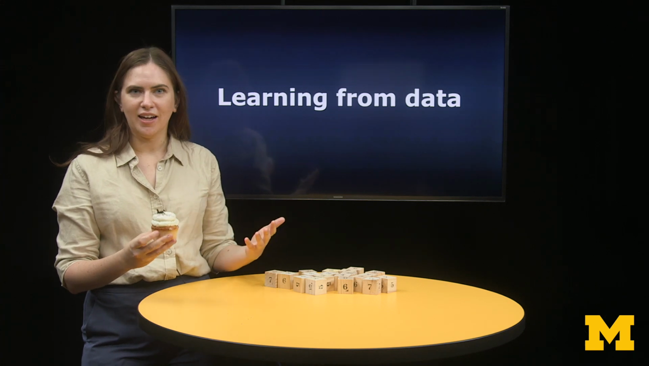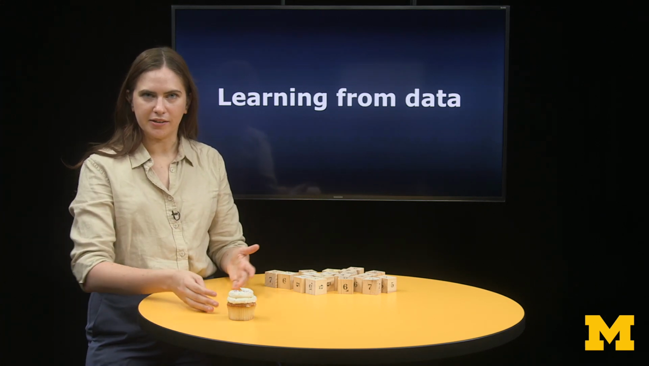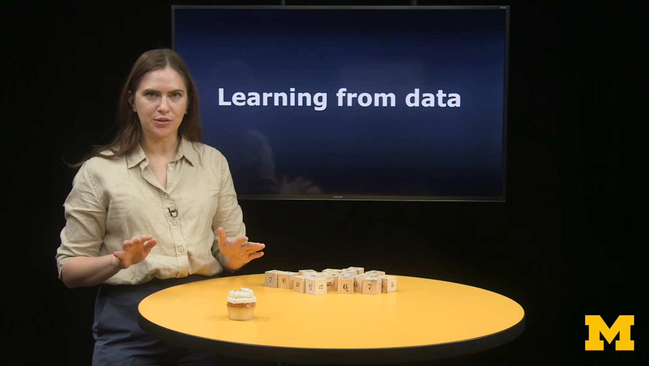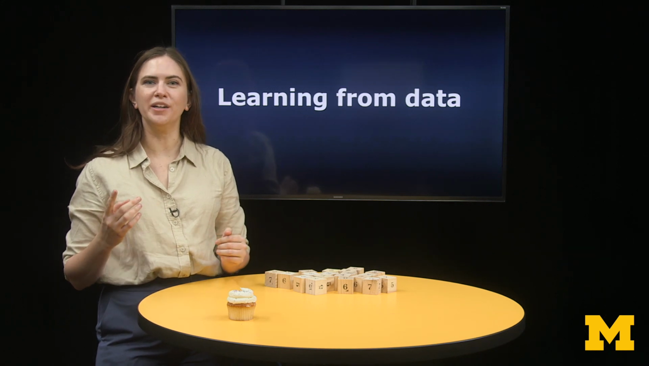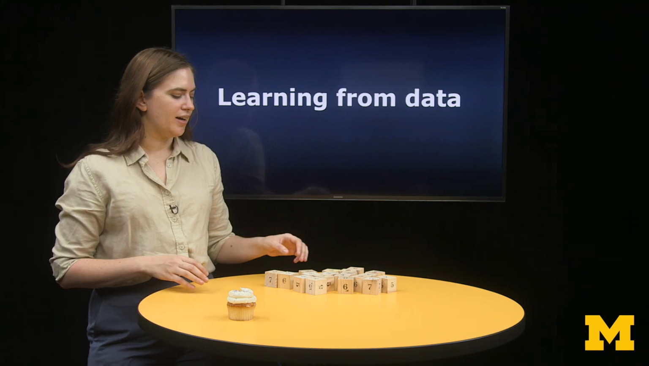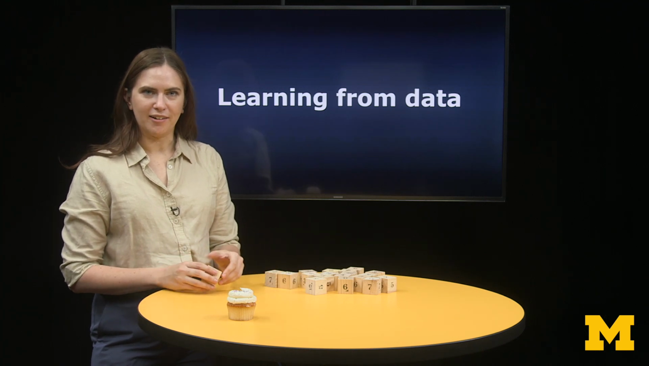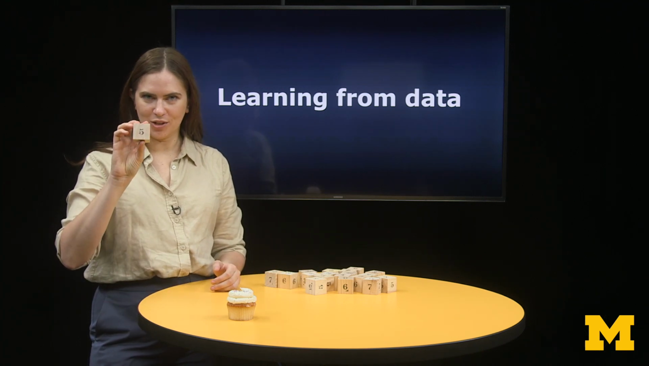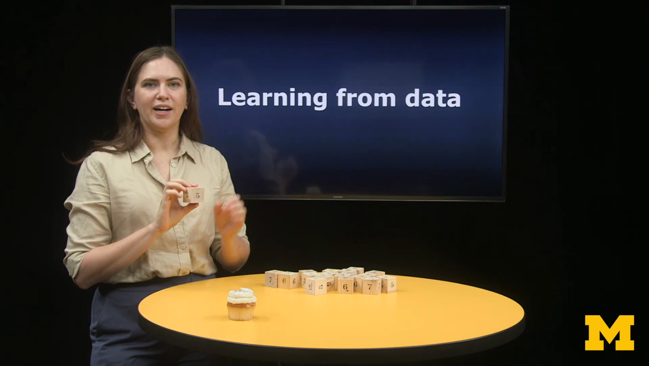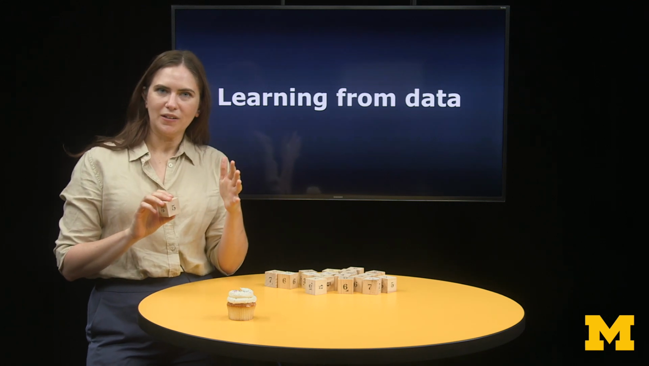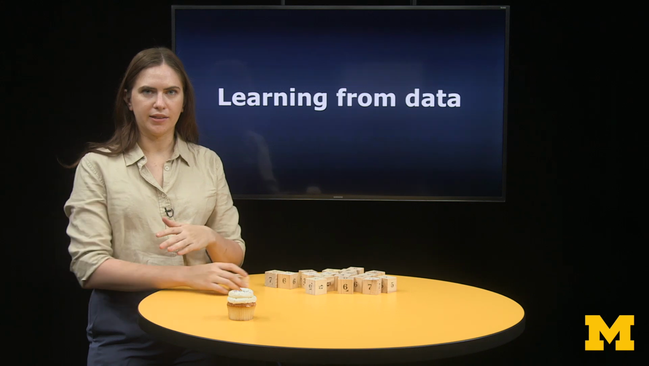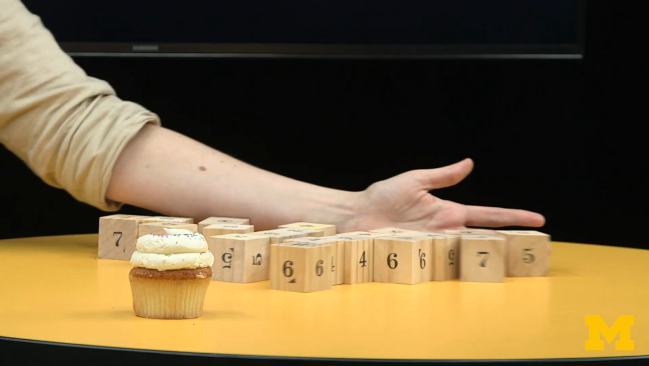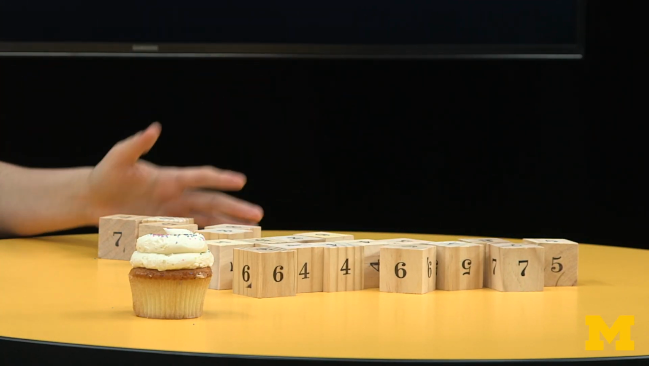So let's say I open up a booth outside the bakery and I ask everyone who comes out to rate their cupcake on a scale of 1 to 10. And now, every time I ask someone this question, I write their score down on one of these cubes. So, after I intercept a whole bunch of people coming out of the cupcake shop and I collect their ratings, I have a whole bunch of cubes.